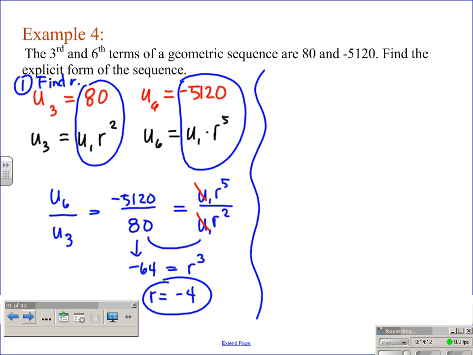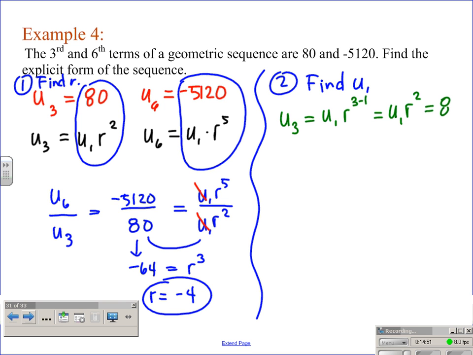Now, after I find r, I'm going to come over and find the first term, because we need the first term if we're going to write the explicit form of the sequence. So we're going to start out by using, I'm going to choose to use my third term, 80, rather than my sixth term, just because the third term is smaller. I know that the explicit formula for this would give me this, and I know that it is equal to 80.